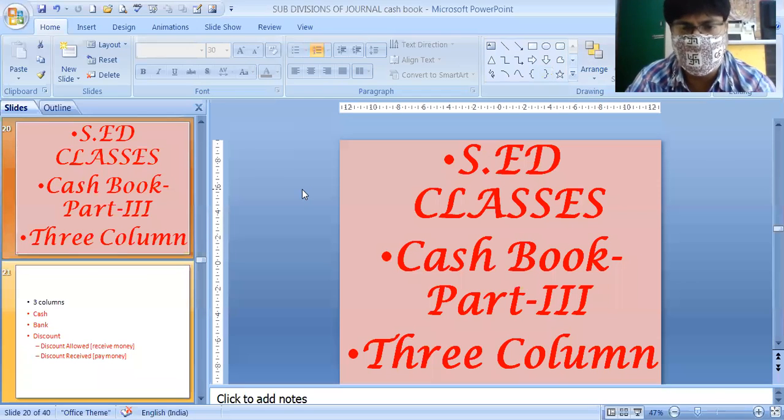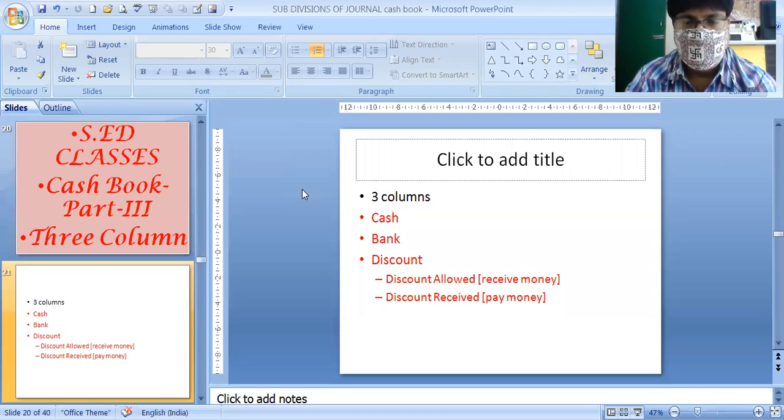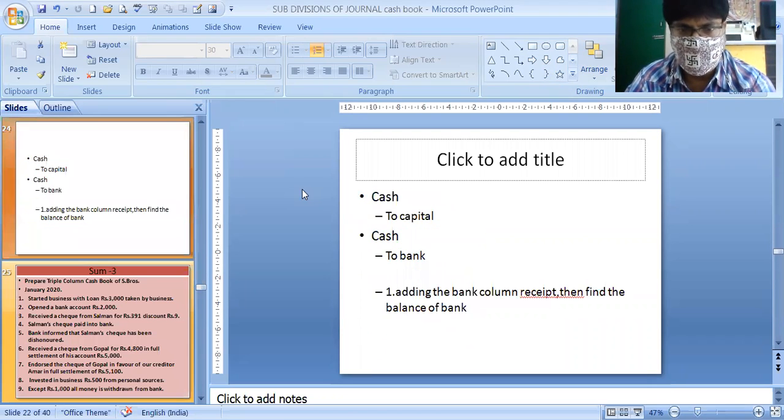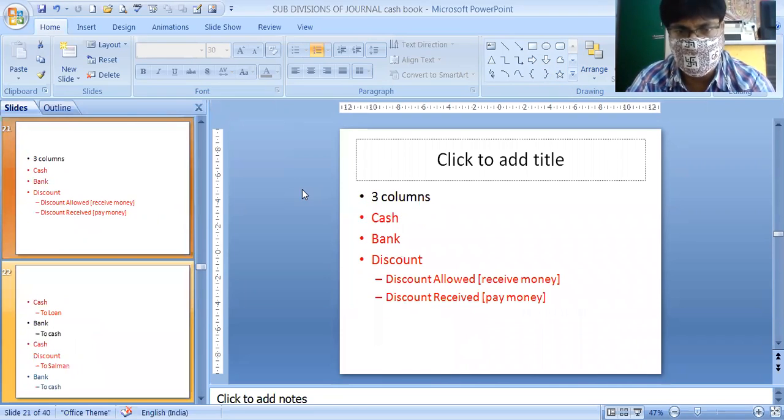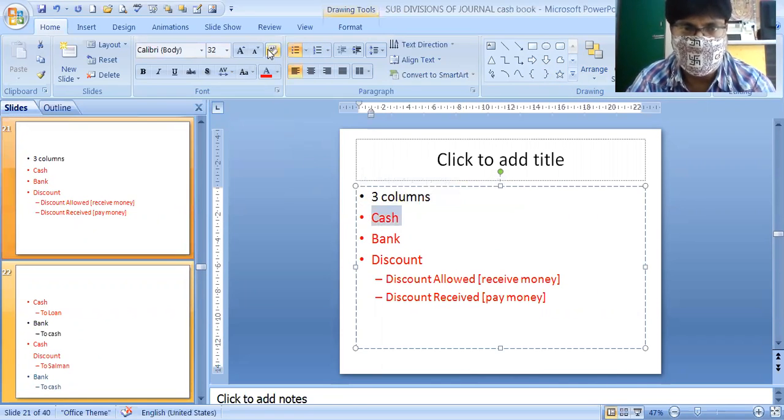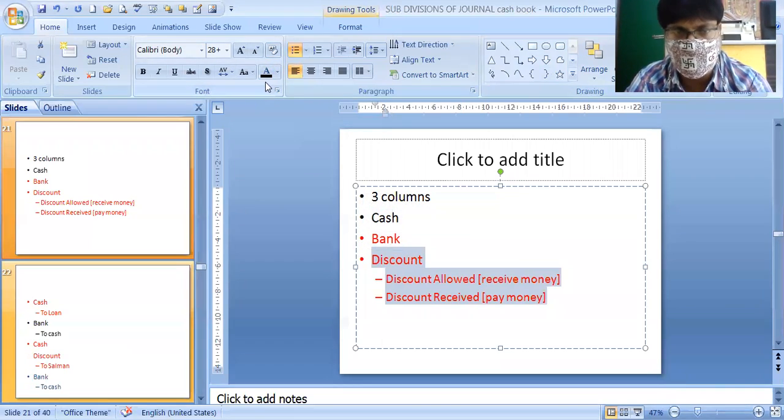Good morning, students. Next topic of discussion, triple column cash book. Now, in triple column cash book, we have three columns. Apart from cash and bank, we have one more column. Cash column is there, bank column is there, and we have one more column, that is discount column.